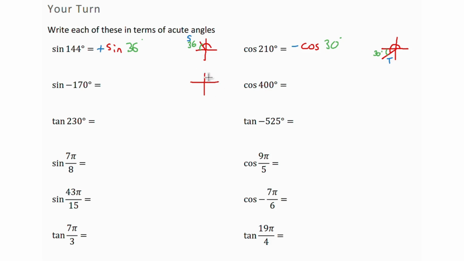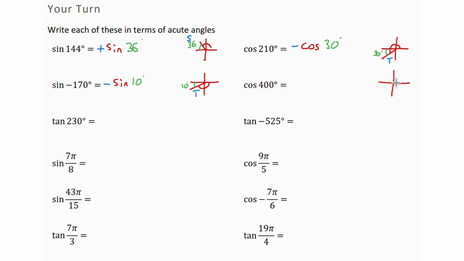Minus 170 is coming around here, which means that this angle here is going to be 10 degrees. So sine of minus 170 is related to sine of 10 degrees. And because we are in the tan quadrant, sine is going to be negative.